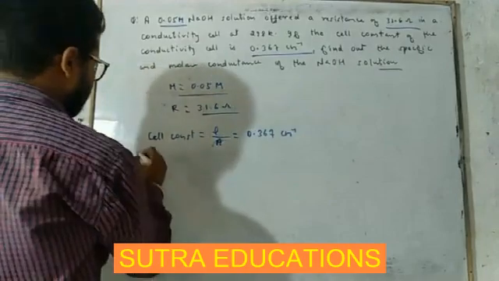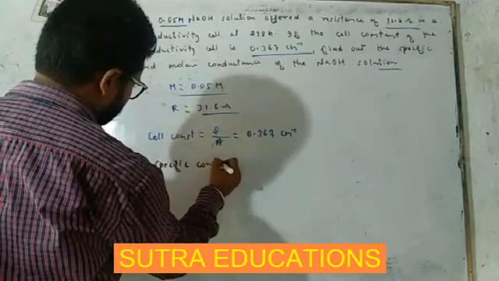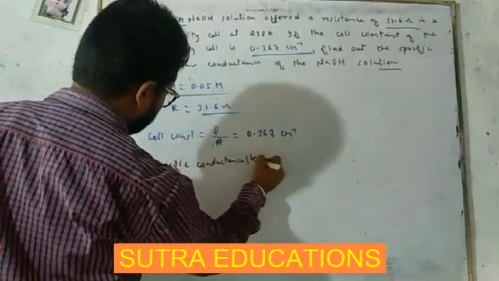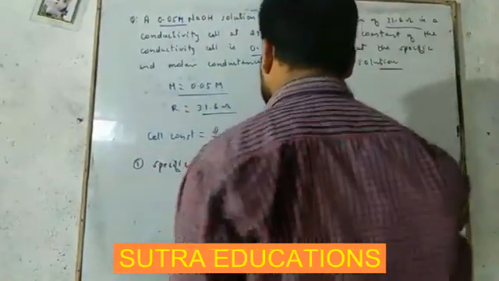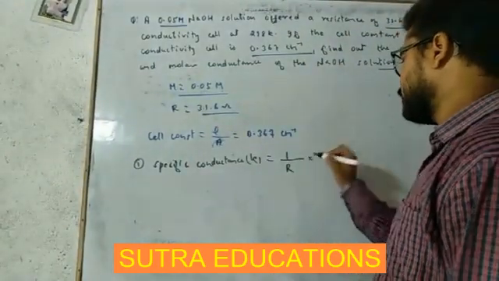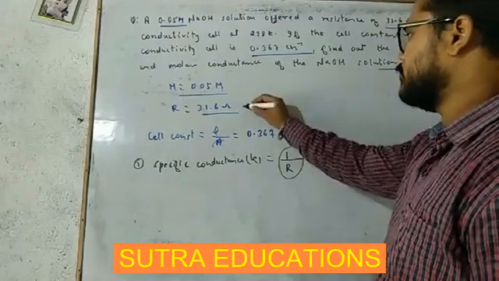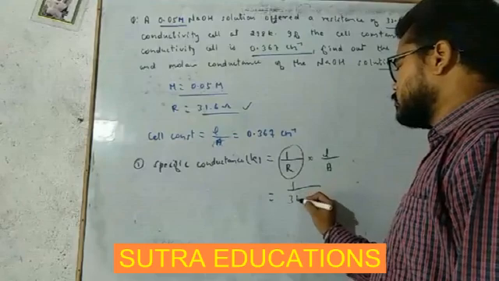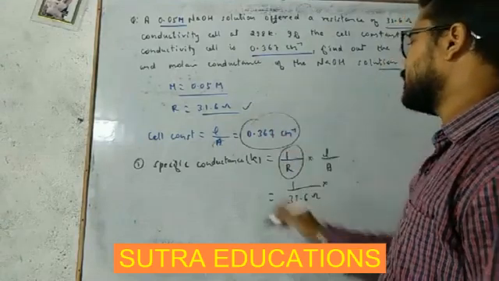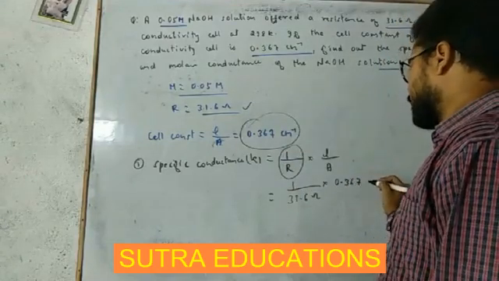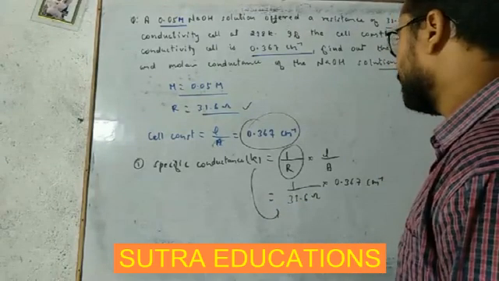So specific conductance kappa is equal to conductance, which is 1 by R, multiplied by L by A. So 1 by R will be 1 by 31.6 ohm, into L by A, which is 0.367 cm inverse. So kappa is known to us.